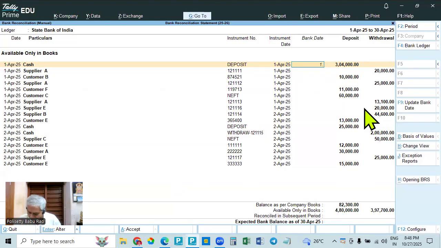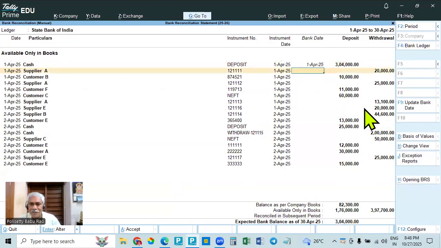So it is available here. Because of this entry, it is available in our books, and the bank date is also given, meaning it is also available in the bank. So the difference will go.